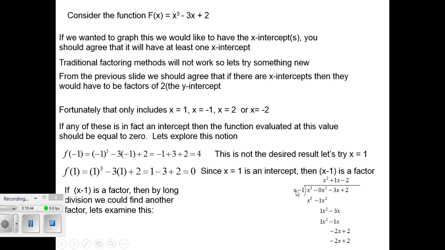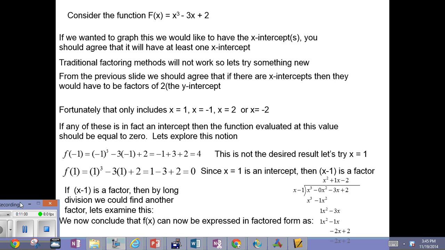Last round of division. X into -2x goes minus 2. Minus 2 times x is minus 2x, minus 2 times -1 is plus 2. Draw the line, subtract, nothing left, it divides evenly. So guess what? We have factored this. Through trial and error, we found that x minus 1 was a factor.